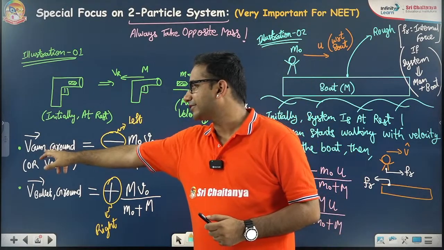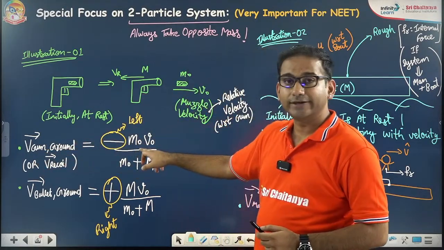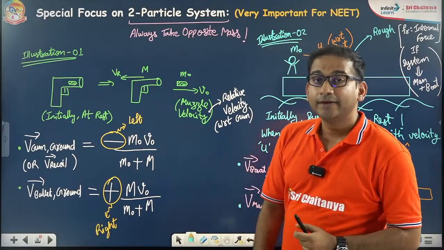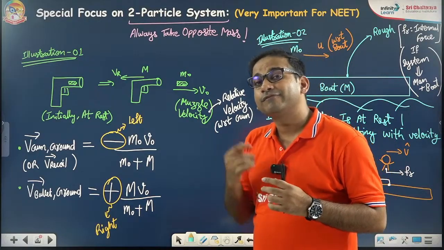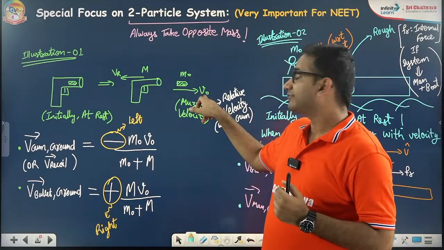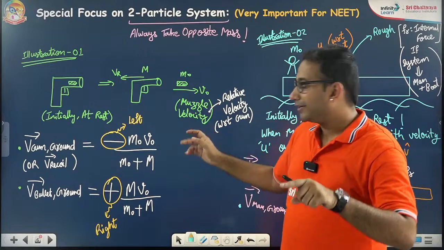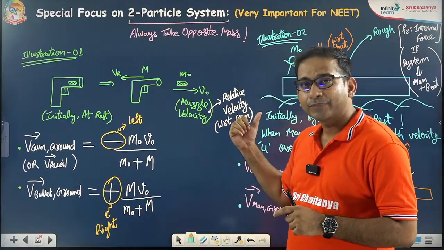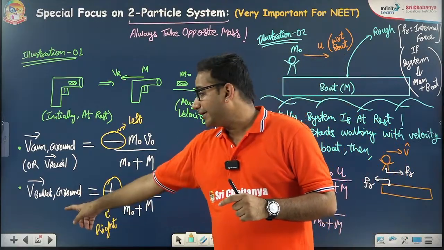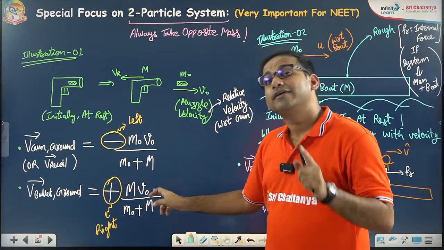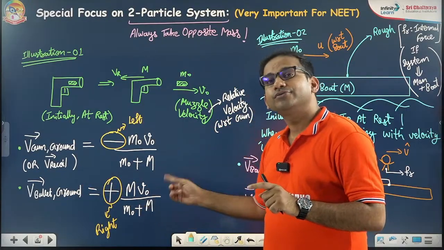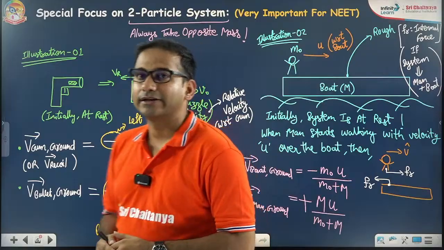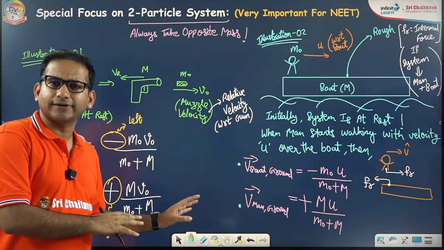Always take the opposite mass. So if you're writing the velocity of the gun, you will be writing the mass of the bullet, m0, into relative velocity v0 by total mass of the system, m0 plus m. Similarly, if they ask, tell me the velocity of bullet with respect to ground. This was the velocity of bullet with respect to gun. If they ask the velocity of bullet with respect to ground, then it is positive because it is right. Always take the opposite mass. If you're writing the velocity of the bullet, the mass must be taken of the gun. Mass of gun into relative velocity, v0, muzzle velocity, by total mass of the system, M0 plus capital M. Easy, directly writing the final result.